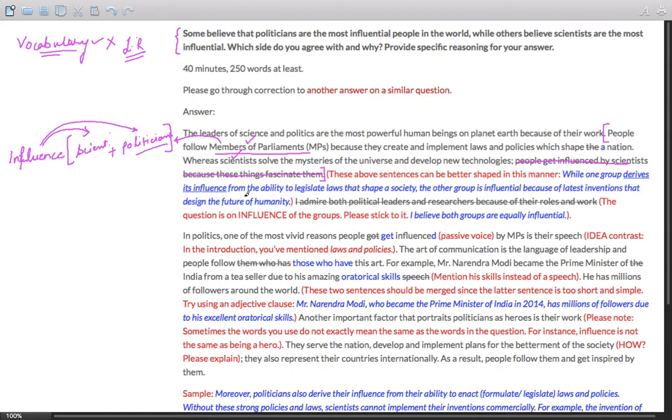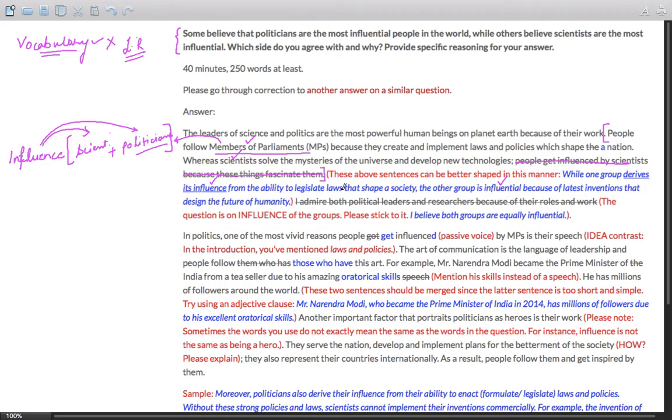While one group derives its influence from, so this is the common thing, from ability to legislate laws that shape a society, the other group is influential. This is again a repetition of the idea because it needs to be attached to both. But essentially, it works: influence for scientists, influence for politicians. This is how you make a compound sentence. The other group is influential because of latest inventions that design the future of humanity.